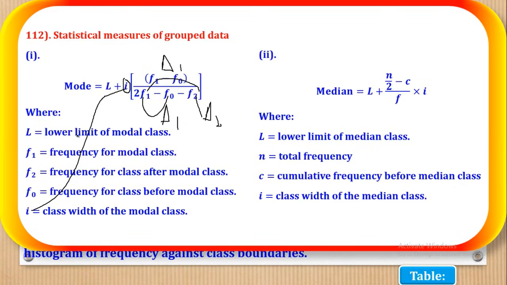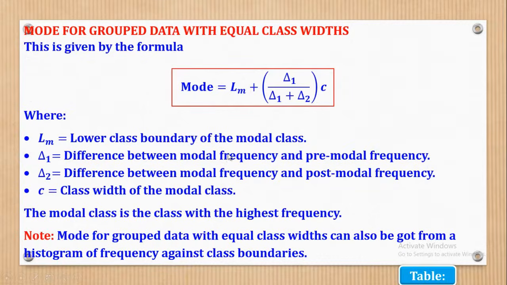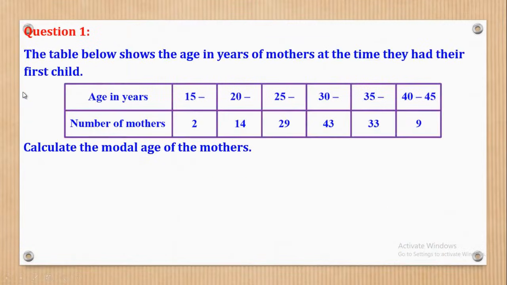Then L, like I told you, here it is an error, so it's not limit, it is boundary. So this is boundary. So you edit that in your table. So now that we have seen that formula, we can go and answer some questions.